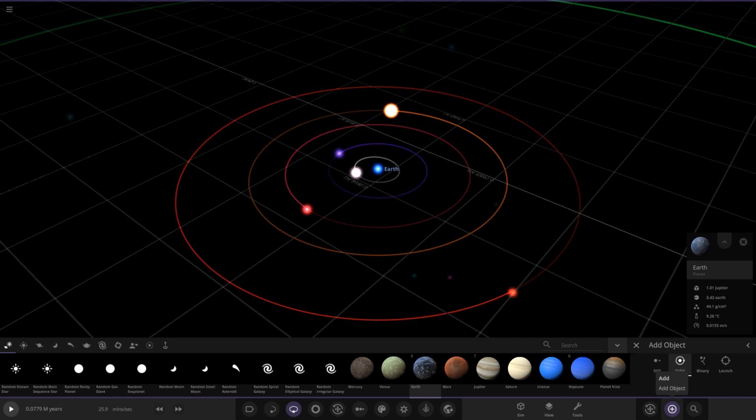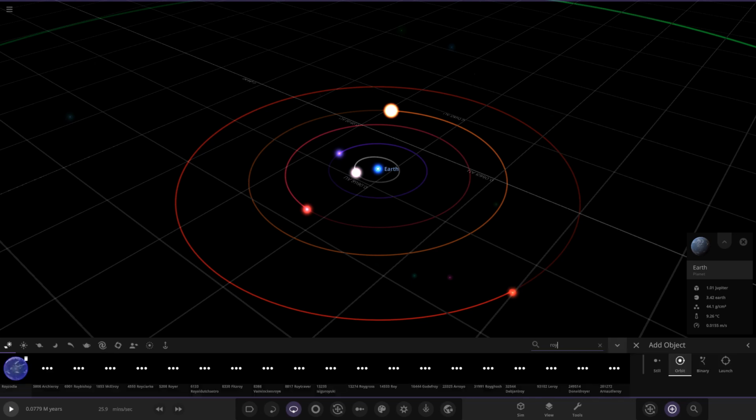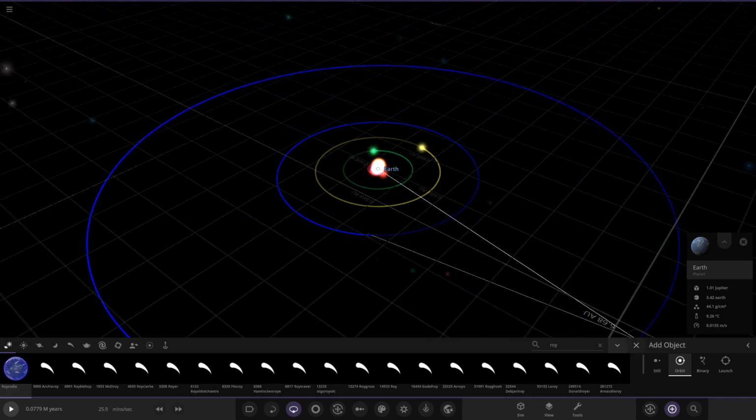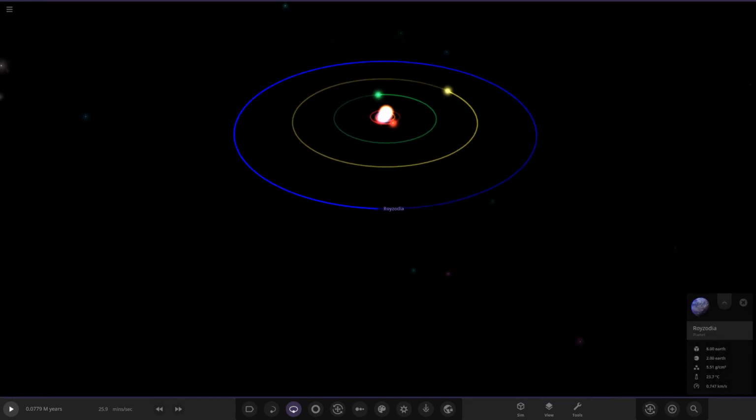So whereabouts was it? Just trying to find out where it is, actually. Oh, it was in the competition chat. Okay, so let's go ahead and search it up. So it was his planet, Roy Zodia. So let's go ahead and search it up. So here it is. Right, this is the actual one that he was meant to put in. So we'll put that as the next planet out from Saturn, I guess. Right, so let's check it out.